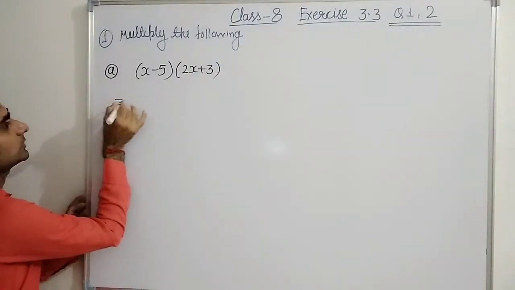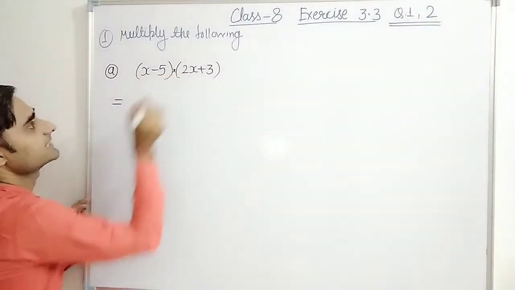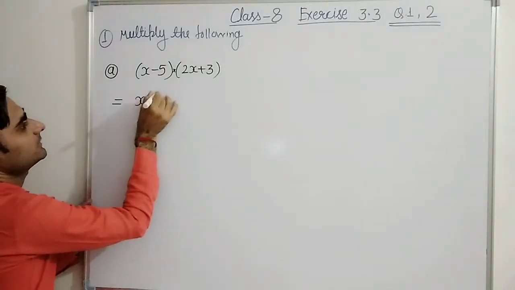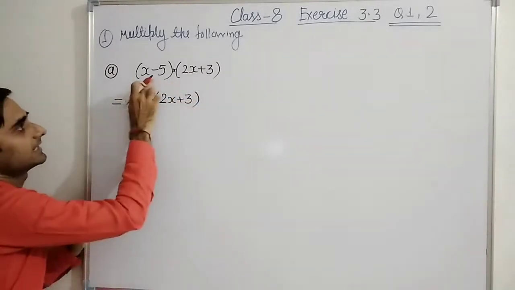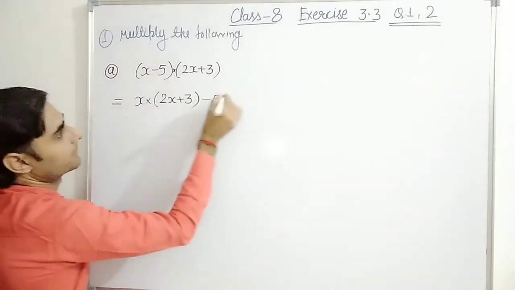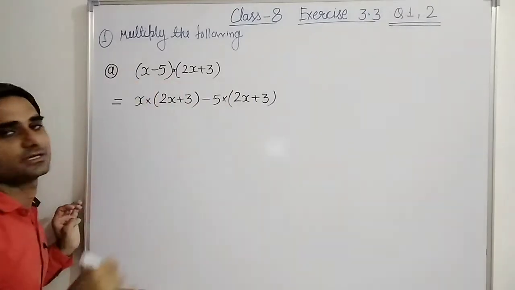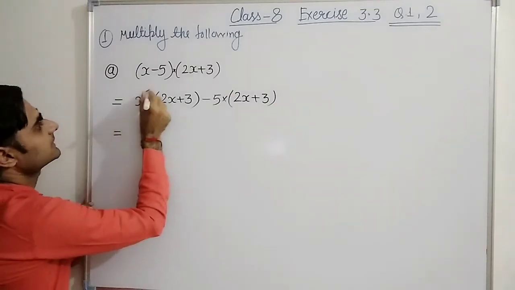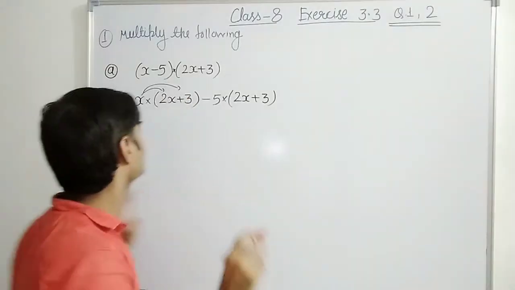See, this x will be multiplied to this whole. The product sign is not given, which means we have to multiply. So this x will be multiplied to the whole (2x + 3). And for this minus 5, keep the minus sign here because it is negative. Minus 5 will be multiplied to (2x + 3). Now x will be multiplied to both of them by the distributive property.